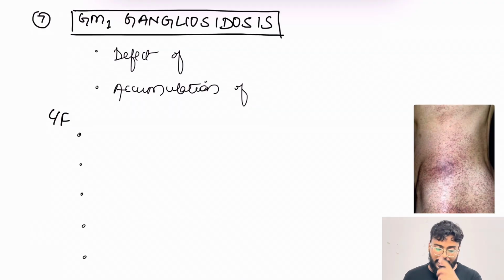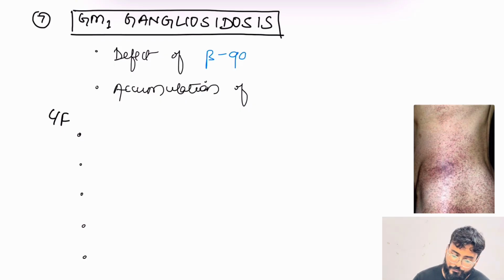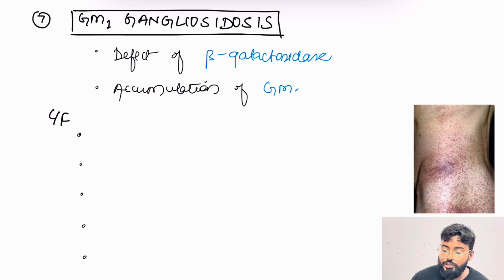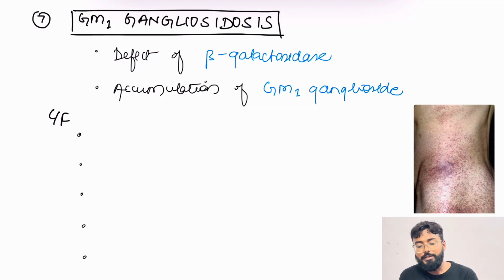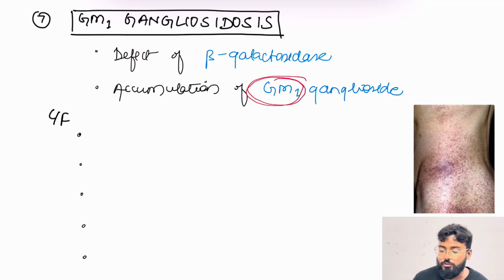Moving on to GM1 gangliosidosis, the enzyme defective is your beta galactosidase, and there will be accumulation of GM1 gangliosides, because beta galactosidase is responsible for breakdown of GM1 ganglioside into GM2 gangliosides. That's why there will be accumulation of GM1 gangliosides.